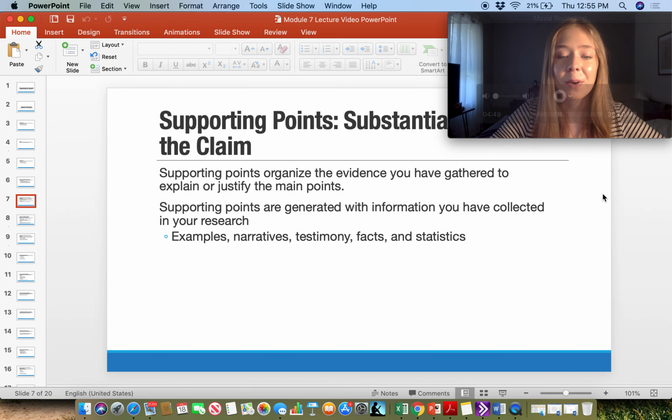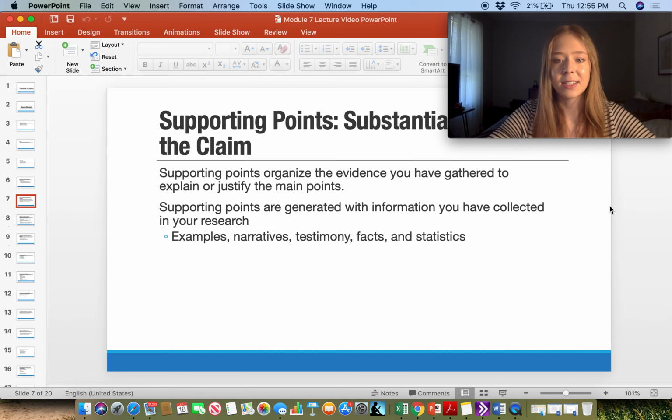So your supporting points, again, we talked about this in supporting material, so I'm going to kind of breeze past this. But this is just where you organize the evidence you have gathered. Make sure that you use different kinds of evidence that appeal to all logos, ethos, and pathos. Make sure you're trying to incorporate all different kinds of these. If you use all statistics and all logos appeals, that is not going to be as effective as incorporating different kinds of supporting materials like we talked about.